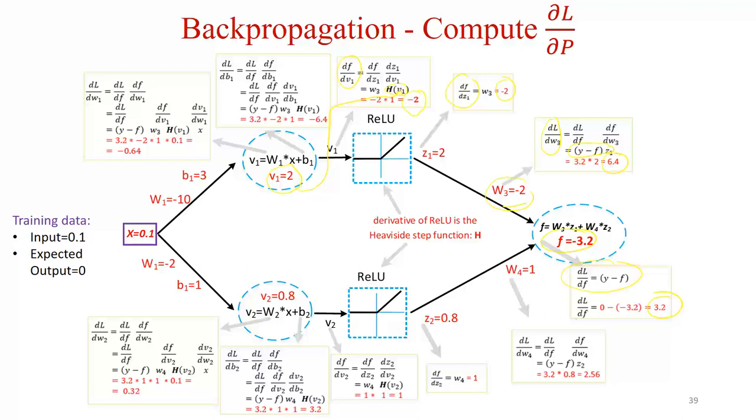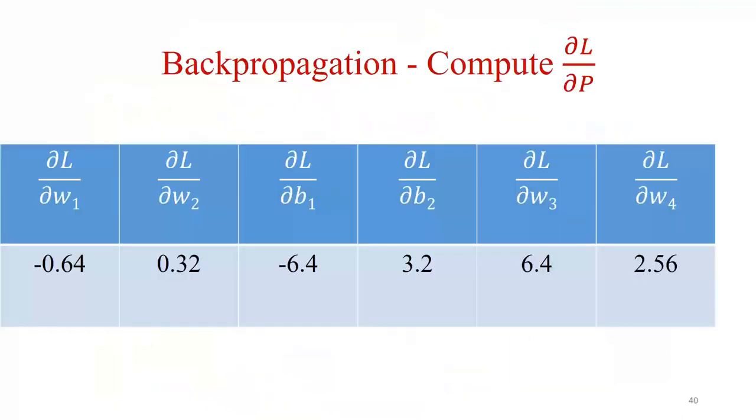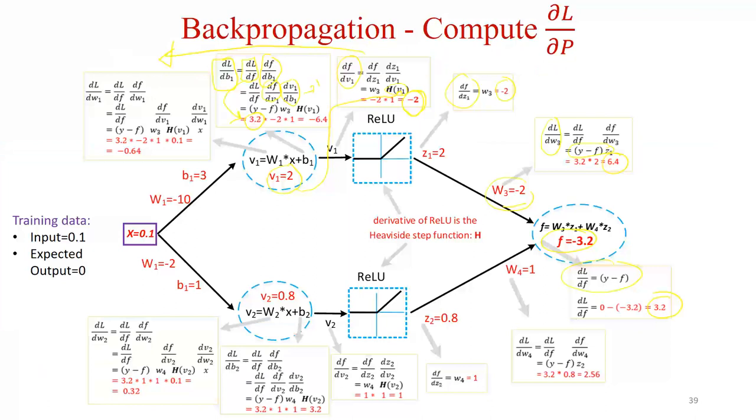So notice what I'm going to do. I compute delta F over delta V1, and with all the latter expressions which depend on it, I'm going to immediately use the minus 2, not an expression. So now delta L over delta B1 equals delta L over delta F, I know it is 3.2, and immediately I plug in this number. And delta F over delta B1 equals delta F over delta V1, which I computed as minus 2. And delta V1 over delta B1, I have to compute it, which equals 1.